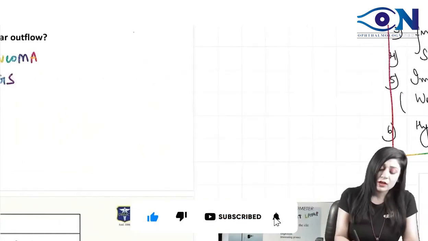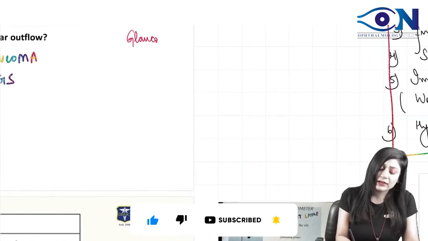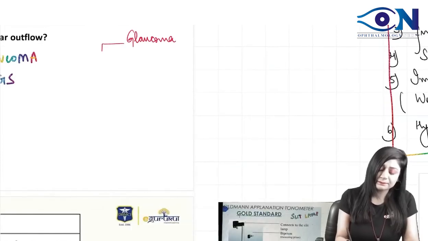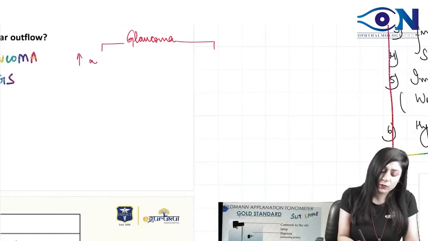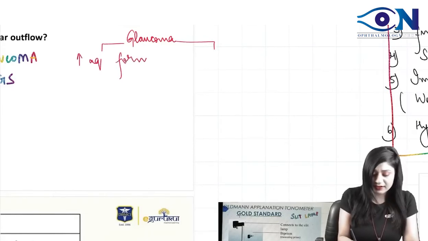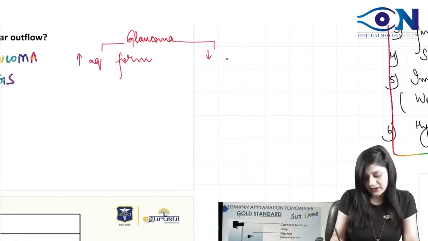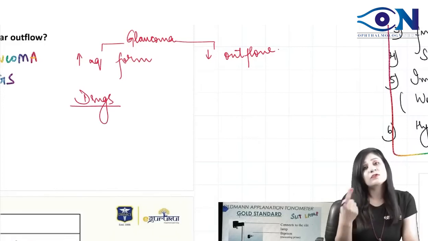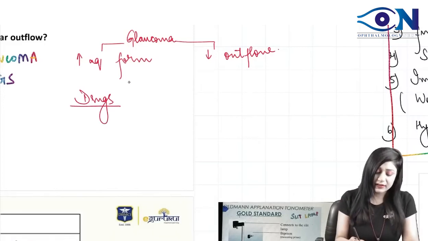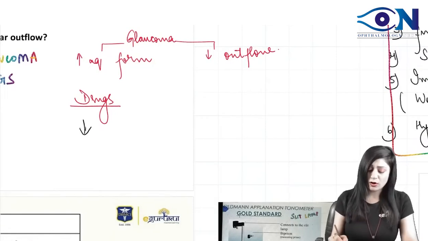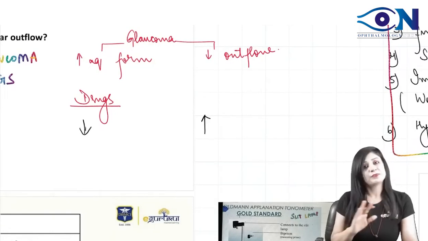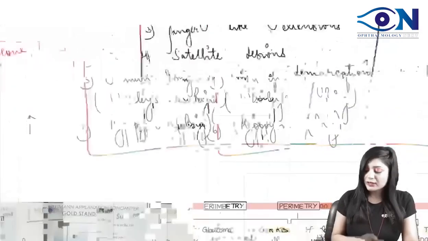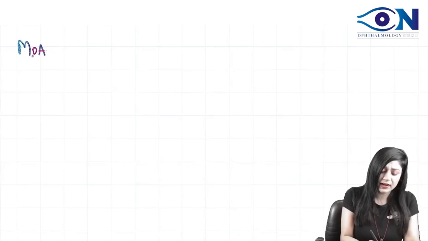If I have glaucoma, there are only two ways. Either there can be more aqueous formation, or I can have less outflow, right? So when I am giving drugs to reduce the intraocular pressure, they can also work by two methods. Either they will decrease this aqueous formation or they will increase this aqueous outflow. Very, very clear. Now we will talk about the mechanism of action of the different anti-glaucoma drugs, right?